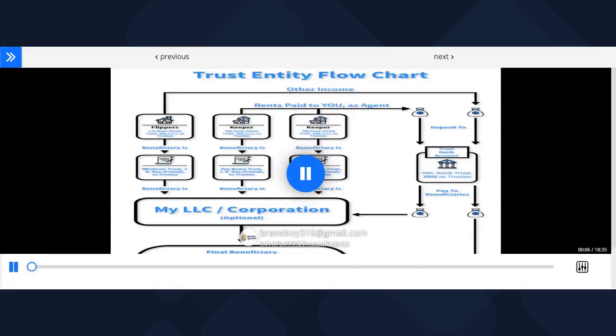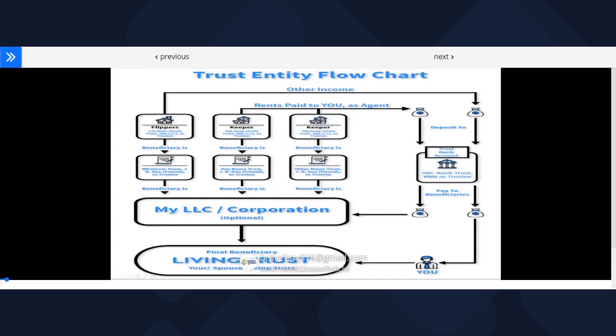There, so that you can actually see it if you need to. The flow chart is on page 38 in your book. Please turn to page 38 in your manual so you can see it.